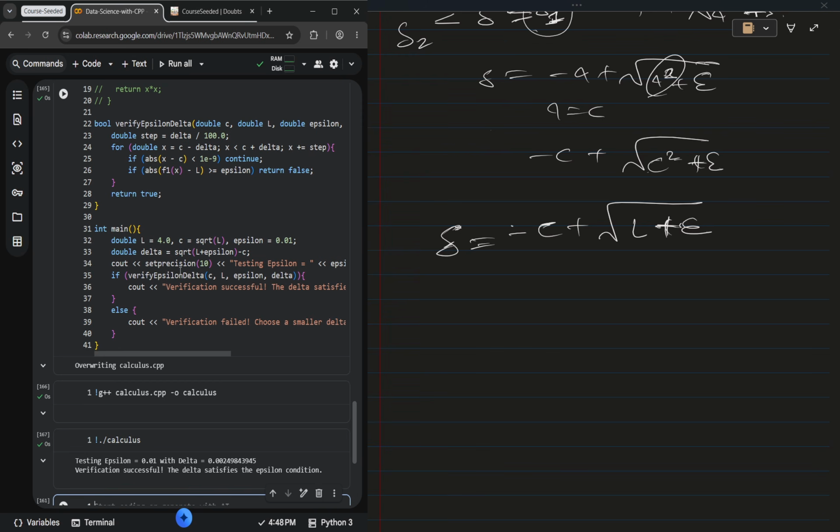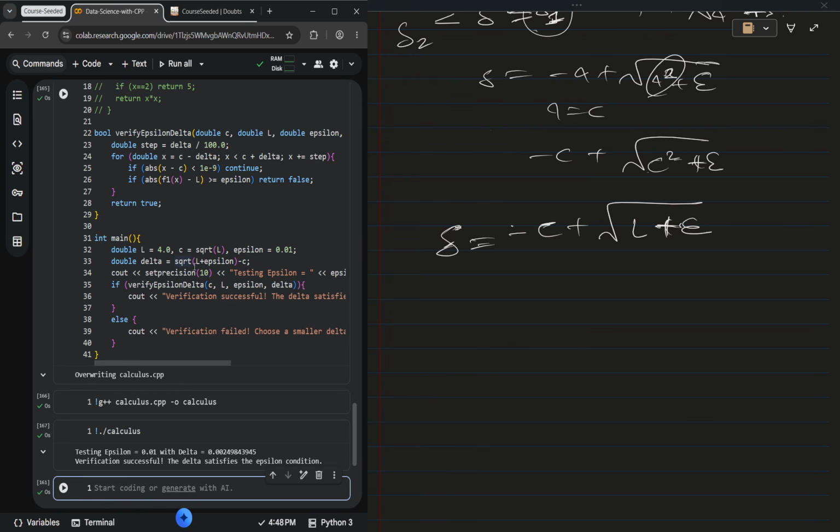And don't take power 1 by 2, because the power function basically gives you an integer value. So if you take the power function over here, and do power of L plus epsilon comma 1 by 2, that will always give you a 0 over here. So that will always give you a verification successful code, which will also be a problem, because you'll always get a delta which is 0. So please don't do that.